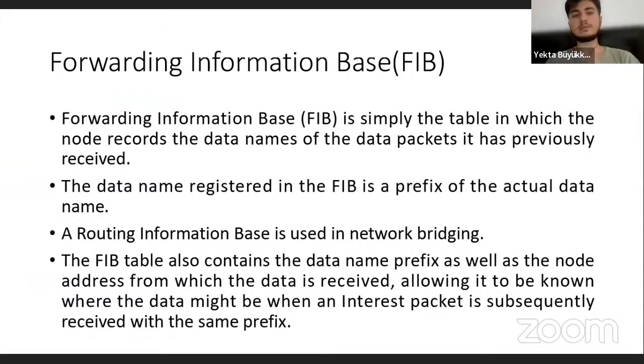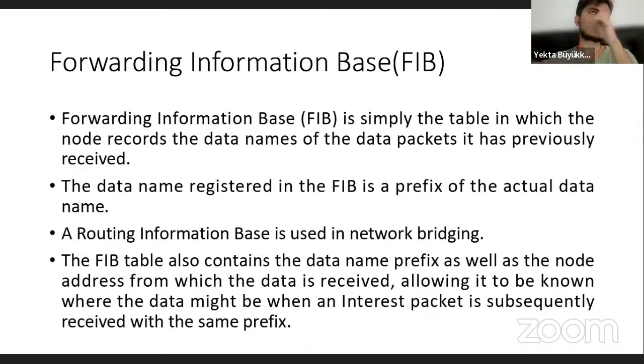And there is another table, the FIB, the forwarding information base. The FIB is simply the table in which a node records the data names of data packets it has previously received. So in the PIT, it recorded the interest packets, but in this one, it records the data packets, and the data name registered in the FIB is a prefix of the actual data name. A routing information base is used in the network region. The FIB table also contains the data name prefix as well as the node address from which the data is received, allowing it to be known where the data might be when an interest packet is subsequently received with the same prefix.